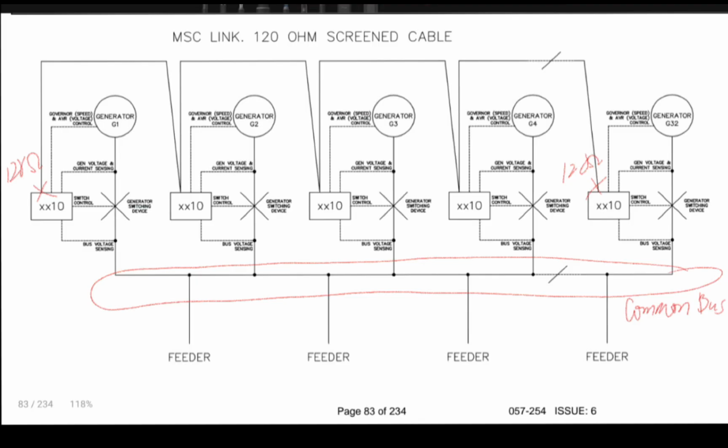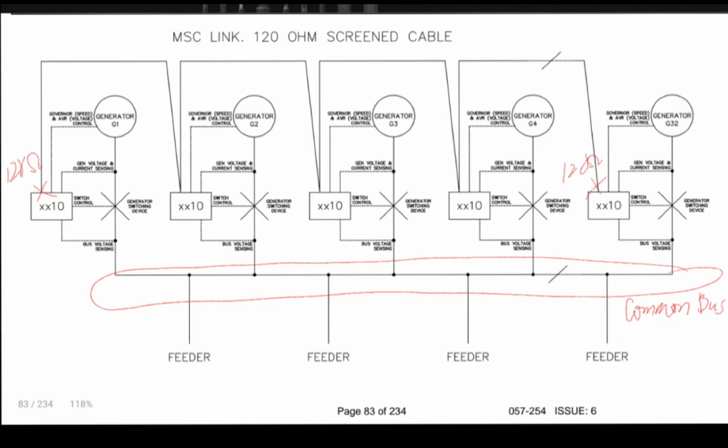And in this part is our single line wiring diagram for our paralleling or synchronizing connections, where you can see our MSC connections, voltage sensing, bus sensing, and our breaker control. As you can see, I circled our common bus, where you can fit your load connections. And here is the 120 ohms end-to-end connection from your module.